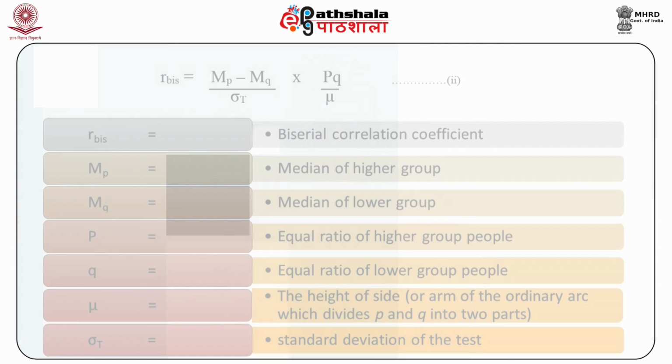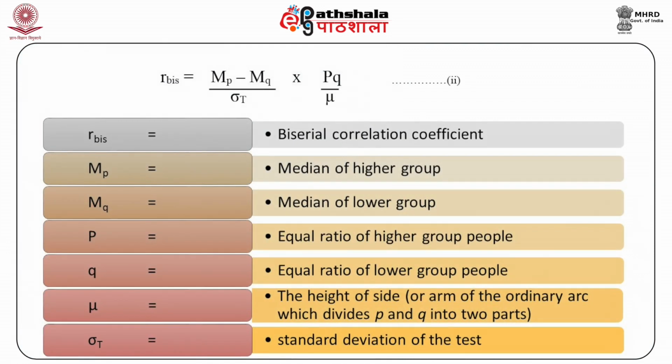The formula for calculating the biserial correlation is r bis equals Mp minus Mq divided by sigma t, the whole multiplied by pq divided by mu, where r bis is the biserial correlation coefficient, Mp is the mean of the higher group, Mq is the mean of the lower group, p is the ratio of higher group people, q is the ratio of lower group people, mu is the height of the ordinate which divides p and q into two parts, and sigma t is the standard deviation of the test.